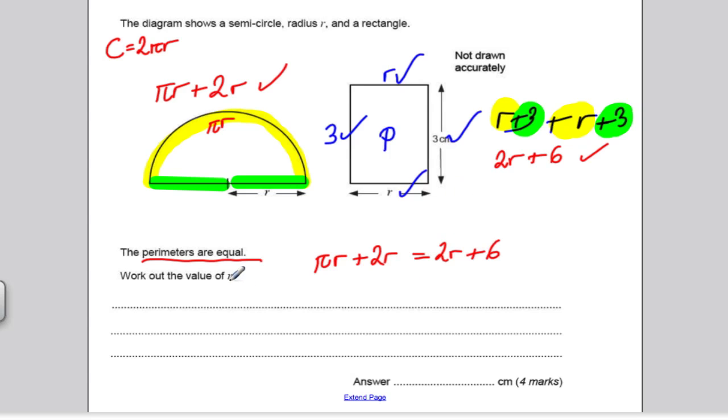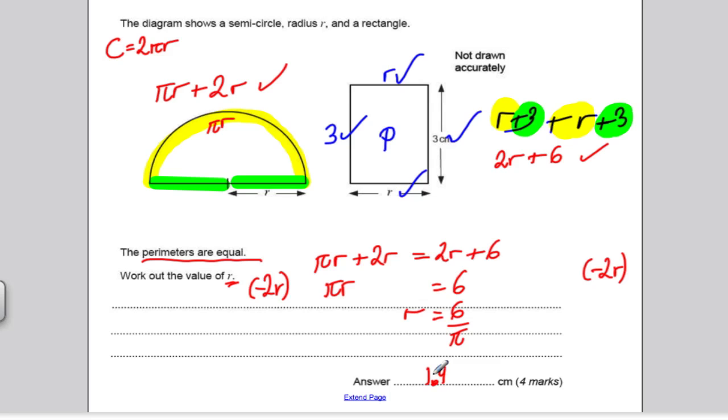Now, you wanted to work out the value of r, so it's about making r the subject, solving for r. There's a 2r on both sides. I could subtract 2r off both sides of the equation, and it would tidy things up nicely. I would just be left with pi r on that side and 6 on that side. And we're nearly done then, because if I want to work out r, it is 6 divided by pi, and I can leave my answer like that or round it to 1 dp, I would get 1.9 centimeters, for example.